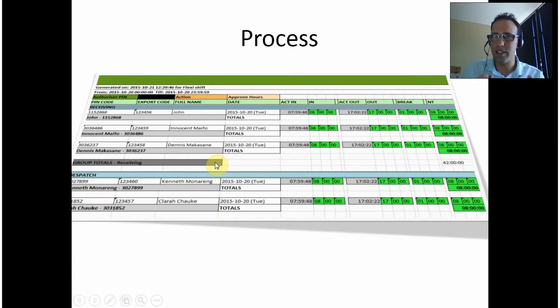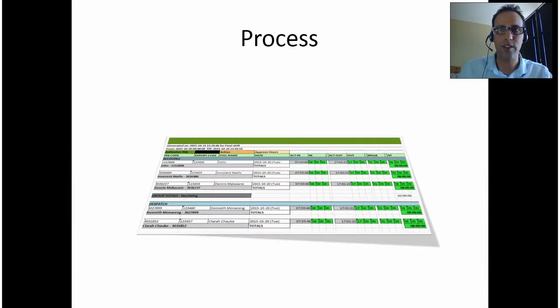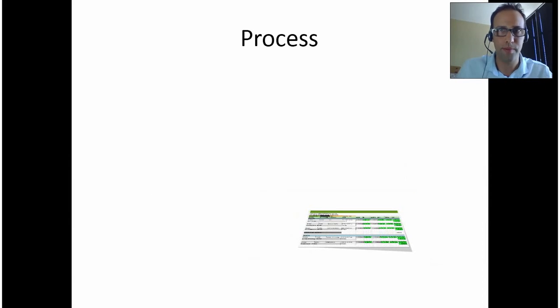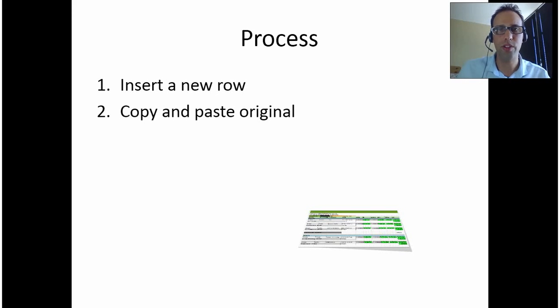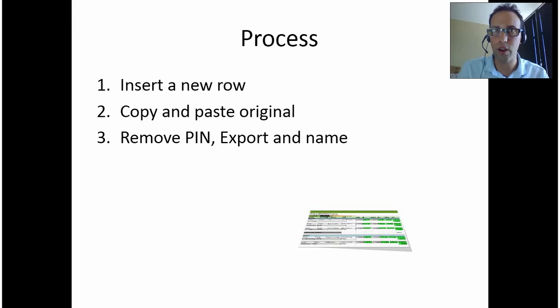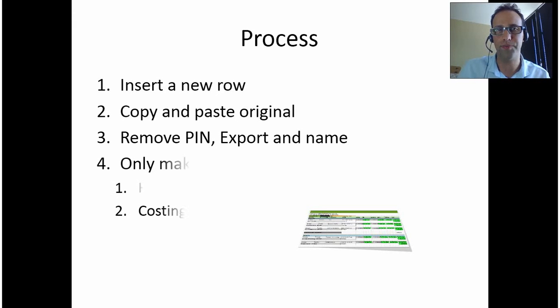That's a demonstration. Just to summarize, again, when you get your daily offline timesheet, your daily timesheet, first thing you'll do to do a split is insert a new row underneath the original row. Next thing you'll do is copy and paste the information on the original row and you'll paste it into the inserted row. Next thing you'll do is remove the PIN code, the export code, and the name. Very important, it needs to be removed.